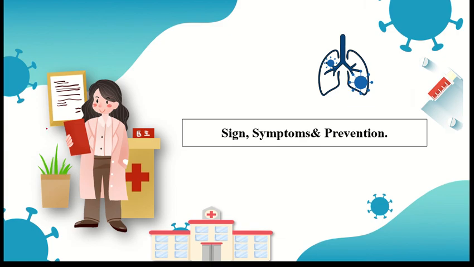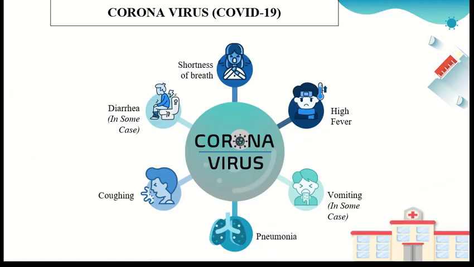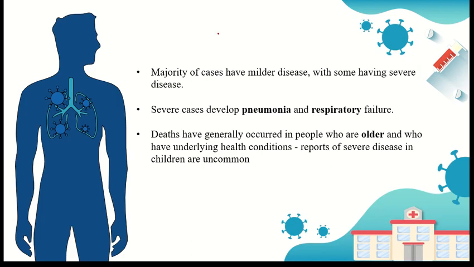Now, the next thing is signs, symptoms, and prevention of COVID-19. So, coronavirus symptoms are shortness of breath, high fever, vomiting in some cases, pneumonia, cough, diarrhea in some cases. The majority of cases have milder disease, with some having severe disease. Severe cases develop pneumonia and respiratory failure, while deaths have generally occurred in people who are older and who have underlying health conditions. Reports of severe disease in children are uncommon.